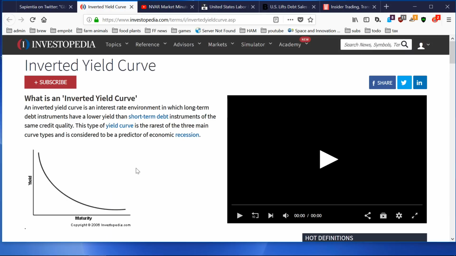An inverted yield curve is an interest rate environment in which long-term debt instruments have a lower yield than short-term debt instruments of the same credit quality. This type of yield curve is the rarest of the three main curve types and is considered to be a predictor of economic recession. So there you go, ladies and gentlemen.